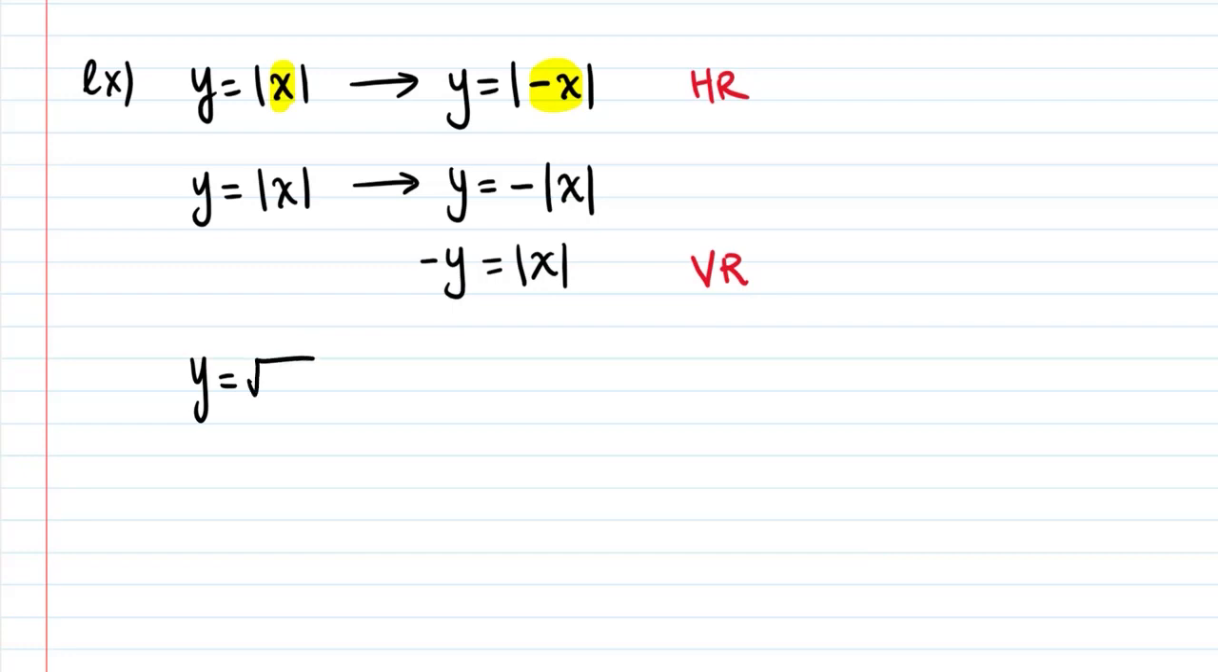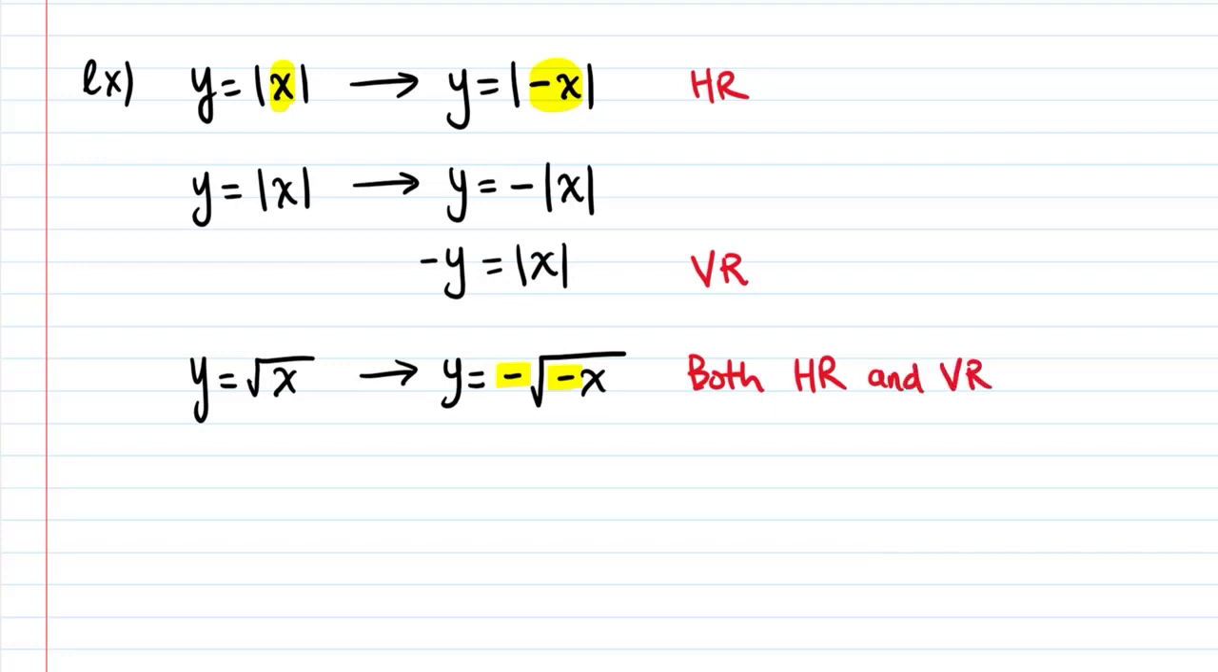y is square root of x becomes y is negative square root of negative x. This one has two negatives. This negative is attached to the x, and the second negative is outside the square root, which means it can be attached to the y. So this one has two types of reflection. You can say both HR and VR are happening for this example.